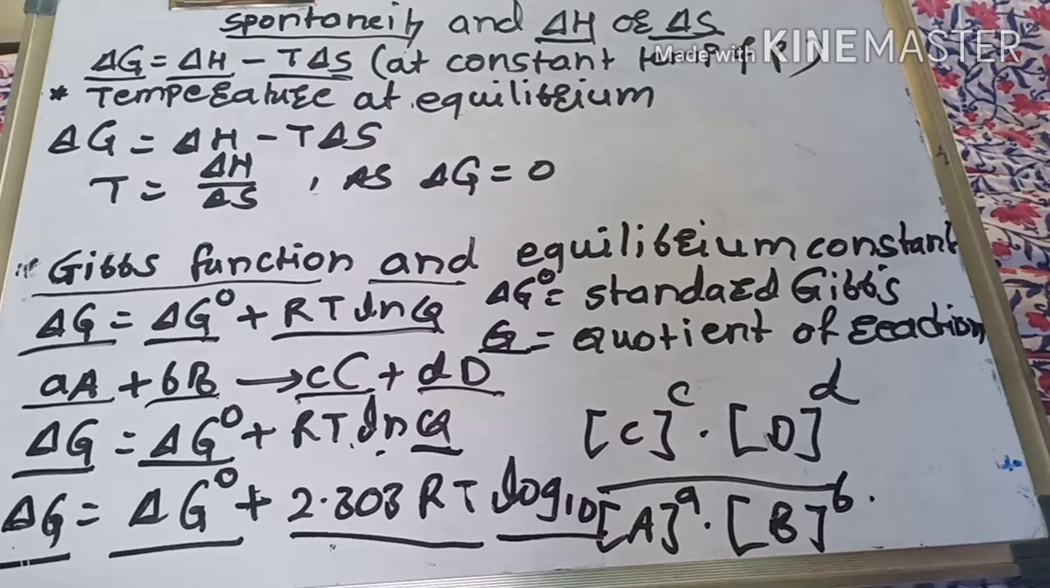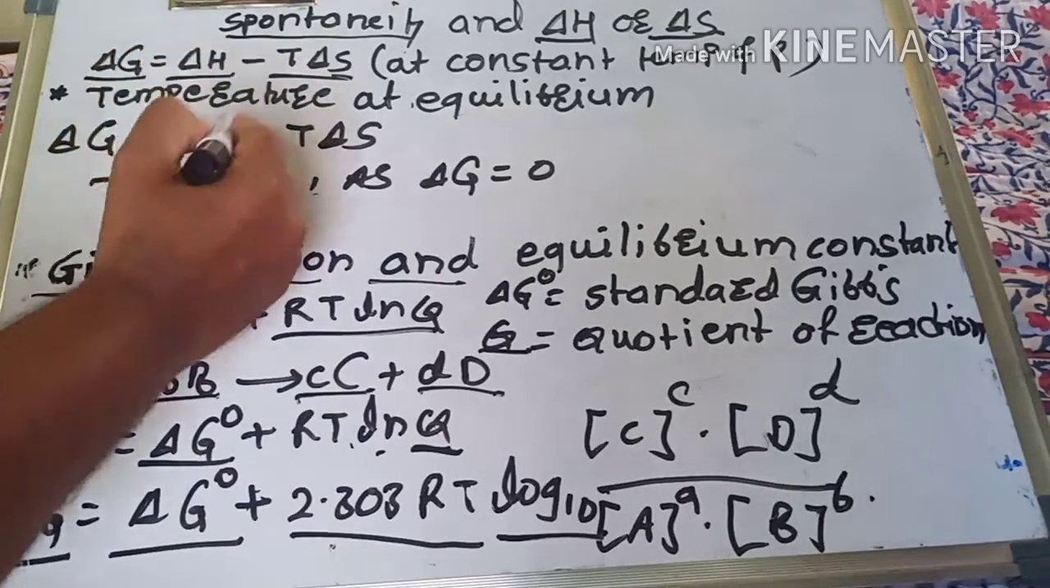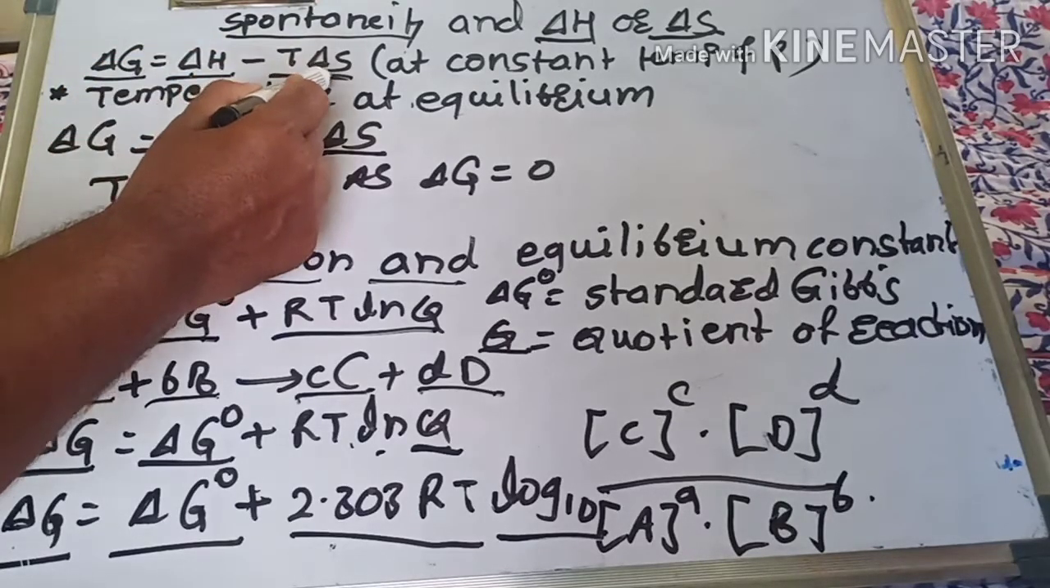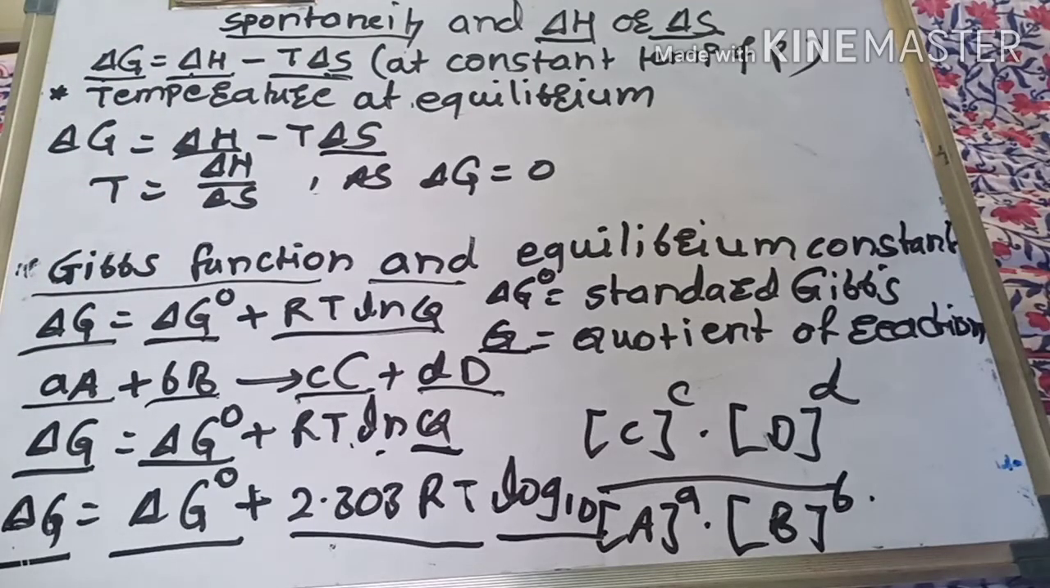First point is delta H and delta S are both negative. Then delta G is negative when delta H is more negative than T delta S. This is possible at low temperature only. So remember, if delta H and delta S are both negative, then delta G is negative when delta H is more negative than T delta S, which is possible at low temperature only.